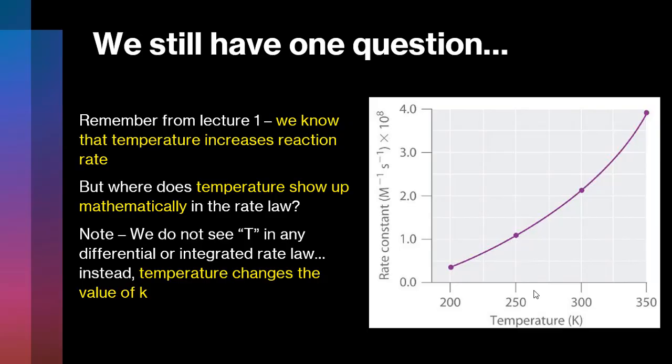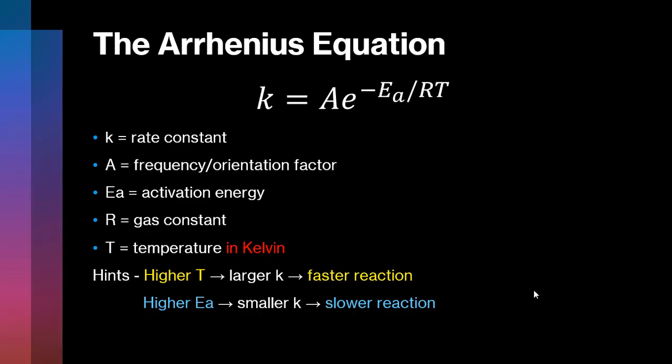That's the mathematical connection. And the relationship between temperature, activation energy, and k is described by the Arrhenius equation, which says k is equal to A e raised to the negative E sub A divided by RT, where k is the rate constant, A is the frequency/orientation factor, E sub A is the activation energy, R is a gas constant, and T is temperature in Kelvin.